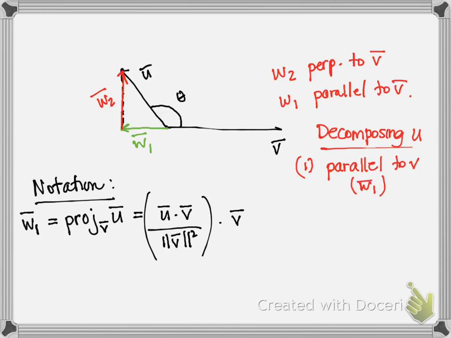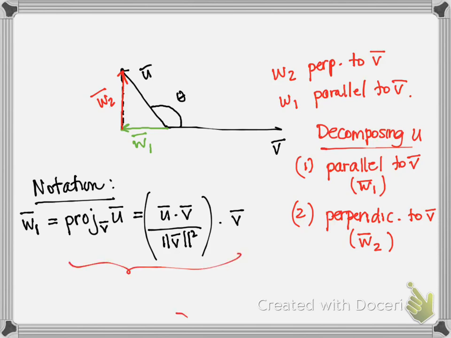That's my W1. And the other part is perpendicular to V. And that's W2 in the picture. So we spent all this time coming up with a formula for W1. W2 is a little easier because if you just look at this picture, what do you know about vectors? Well, it looks like U in this picture is just W1 plus W2, right?